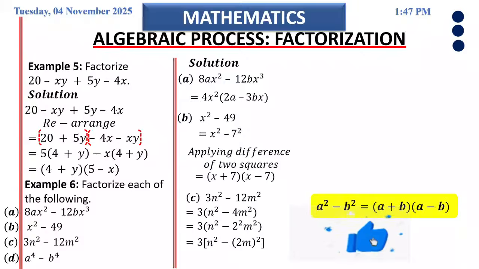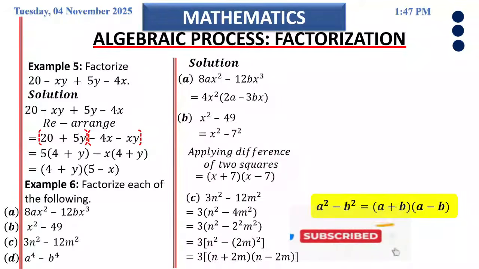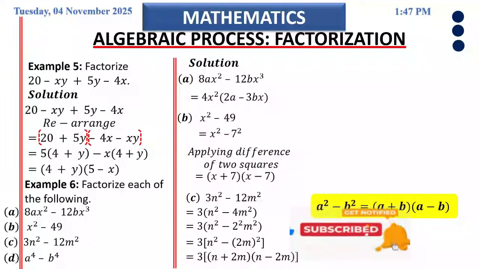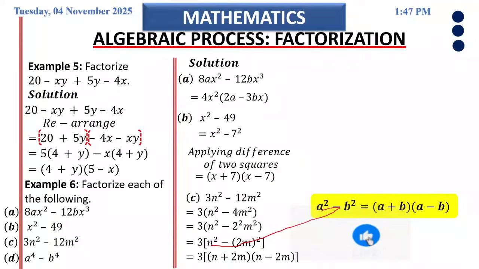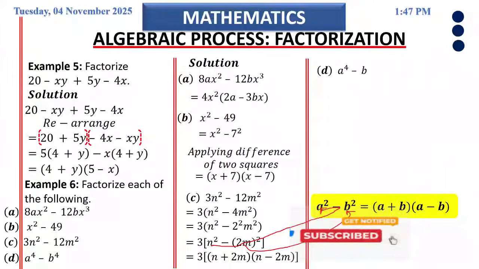So from what you have here, you can conveniently write this as this, where in this case your n is your a and your 2m is your b. If you have it that way, you can say equals 3 into (n plus 2m)(n minus 2m). It's as simple as that. Now let's take a look at the fourth question.